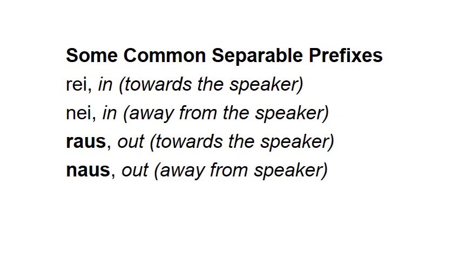In a similar fashion, there are two separable prefixes that say out. One of them is ras, and the other one is nas. And they both mean out. Ras means going out towards the speaker, and nas means going out away from the speaker. In some dialects, these things are pronounced as rouse and naus with more of the ow sound. In some dialects, it's more like an ah sound, ras and nas.